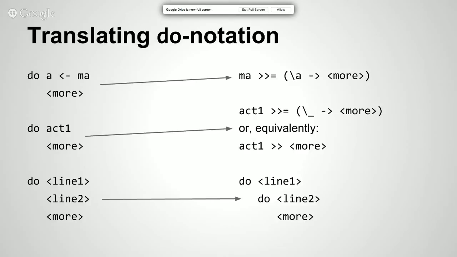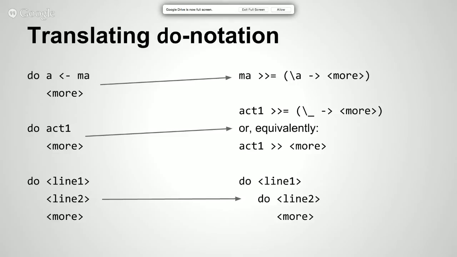And then if you don't have an assignment, so you're doing action 1 and then more, that's the same thing, except you're throwing away the return of the action. So you're binding it to lambda blank, and that blank just means throw out the argument. Or you could use the double chevron without the equals.